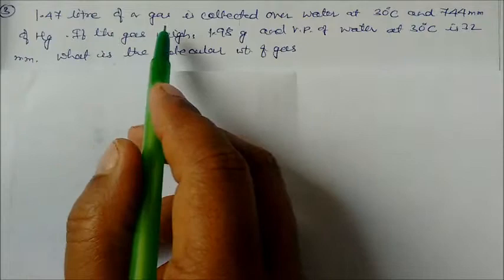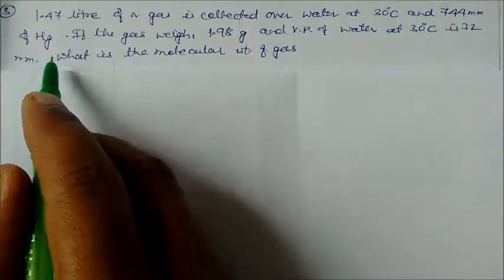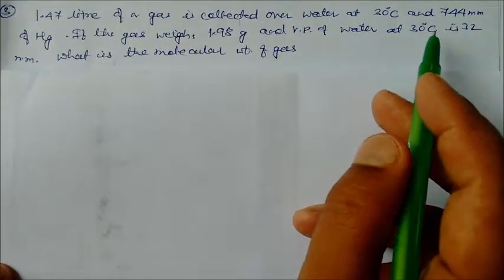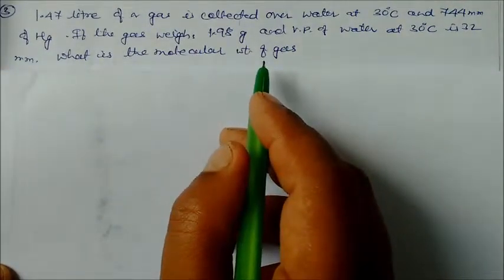1.47 liter of a gas is collected over water at 30 degrees centigrade and 744 millimeter of mercury. If the gas weighs 1.98 gram, vapor pressure of water at 30 degrees centigrade is 32 millimeter. What is the molecular weight of gas?